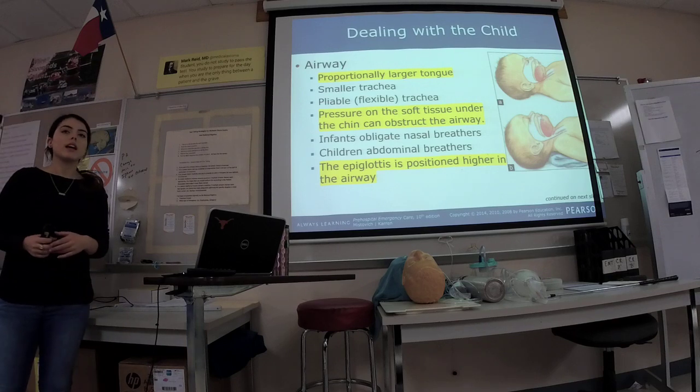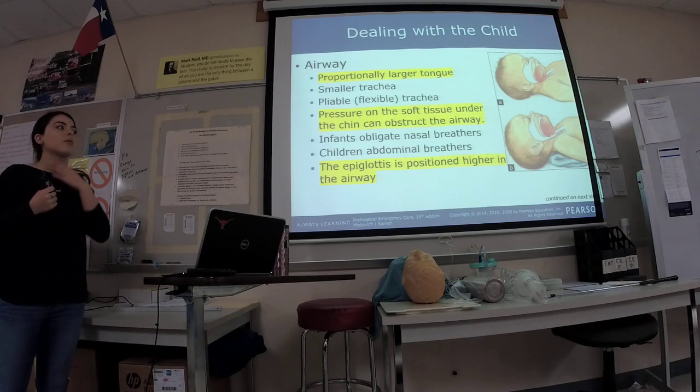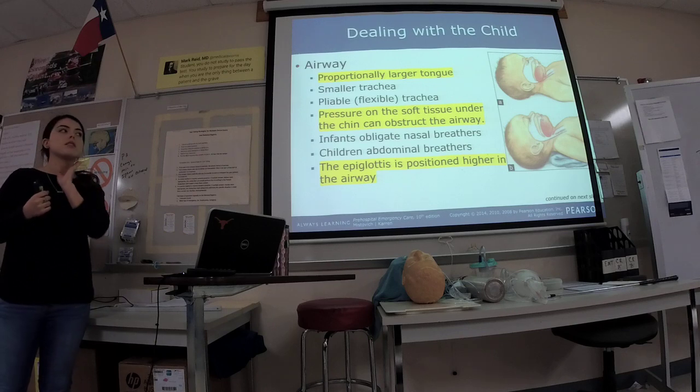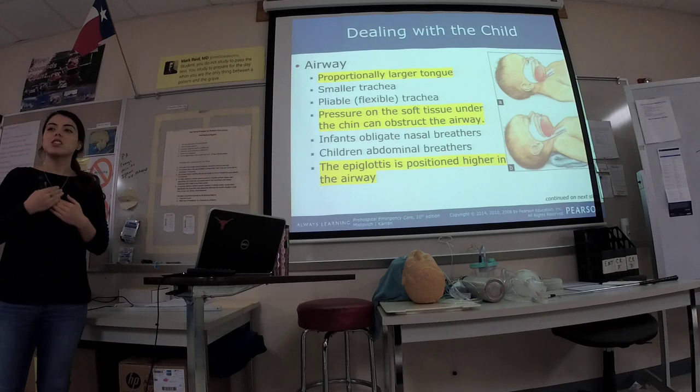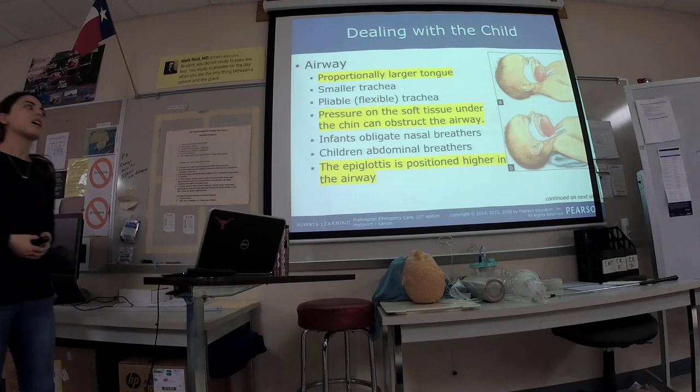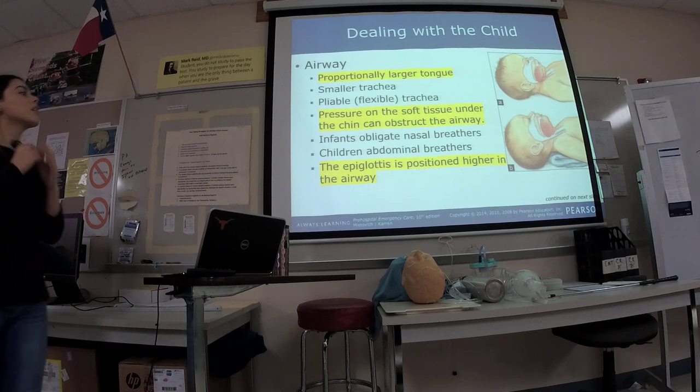Also, whenever we're doing head tilt chin lift or jaw thrust maneuver on a child, be very careful with the area underneath their chin, this soft spot right here. If you guys press on it, you'll notice that you feel like your airway's closing up a little, right? A little bit. So with a child, it's even more enhanced. So make sure that whenever you're holding their airway, you're not putting too much pressure on this area right here.